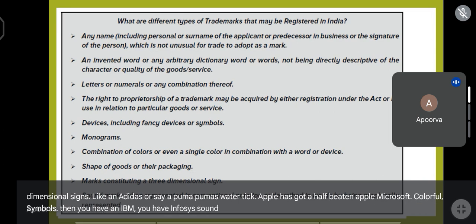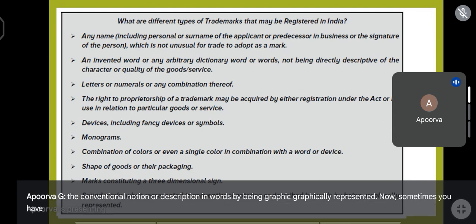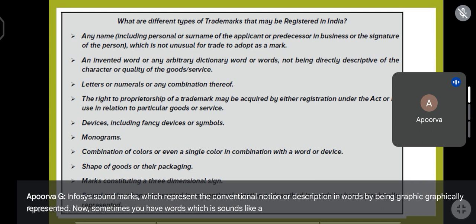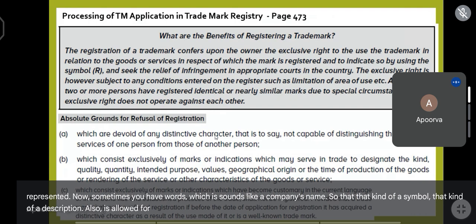Sound marks, which represent the conventional notion or description in words by being graphically represented. Sometimes you have words which sound like a company's name. So that kind of symbol, that kind of description, is also allowed for trademarks. Now, there is an application process on page 473.